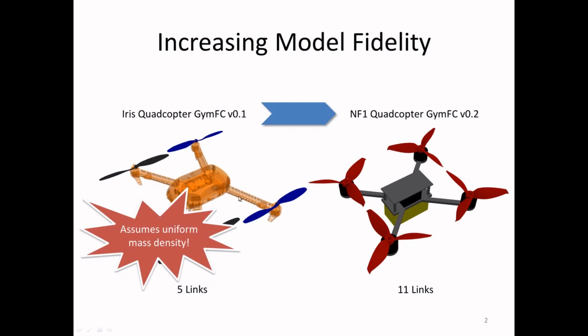So we went from using the default Iris quadcopter model to, for our specific research, our new aircraft digital twin model that we've created, which now has a total of 11 links to include all the propellers, the motors, the flight control stack, the frame, and the battery. With the addition of these links, we were able to observe some interesting instabilities in the simulator that you should be aware of when you're creating your own aircraft models.